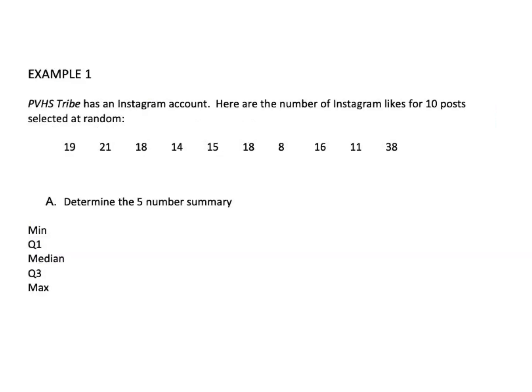So let's look at a simple example. PVHS Tribe has an Instagram account. Here are the number of Instagram likes for 10 posts selected at random. So we're going to determine our 5-number summary by hand. In the next video, I'll quickly show you how to do it on the calculator. So to do this, you need to begin by ordering your data from least to greatest. Pause, and then restart the video when you're ready.